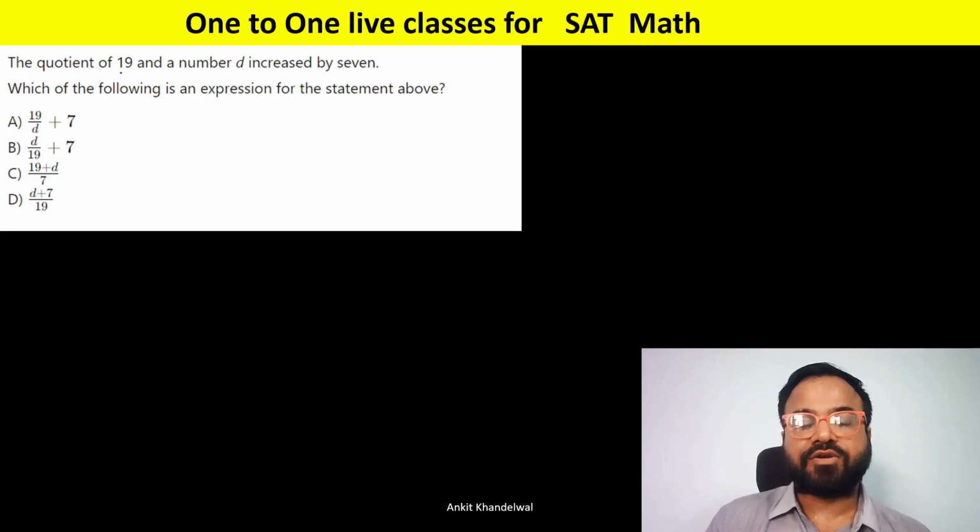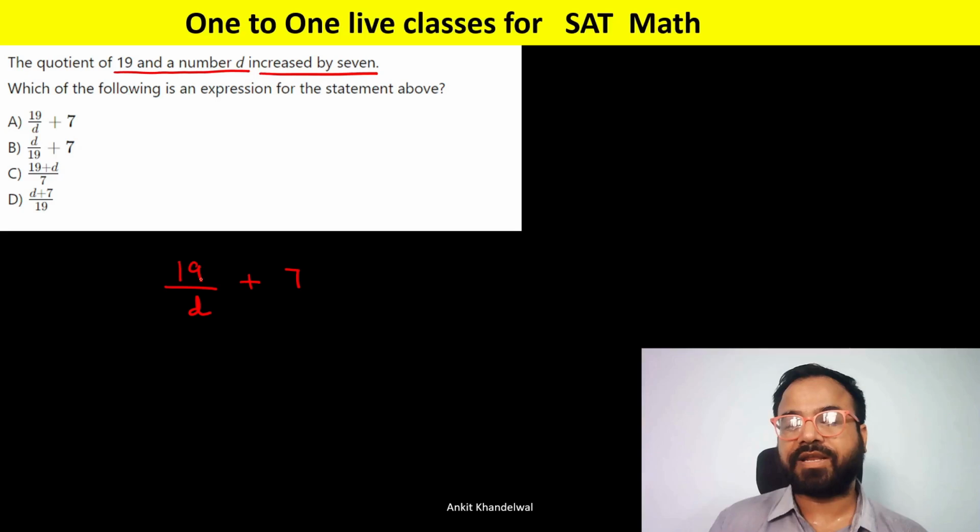Next, the quotient of 19 and a number d. Quotient of 19 and number d means 19 divided by d. Increased by 7. Increased means plus 7. So this is the expression over here: 19 divided by d plus 7. Option A is the correct answer.